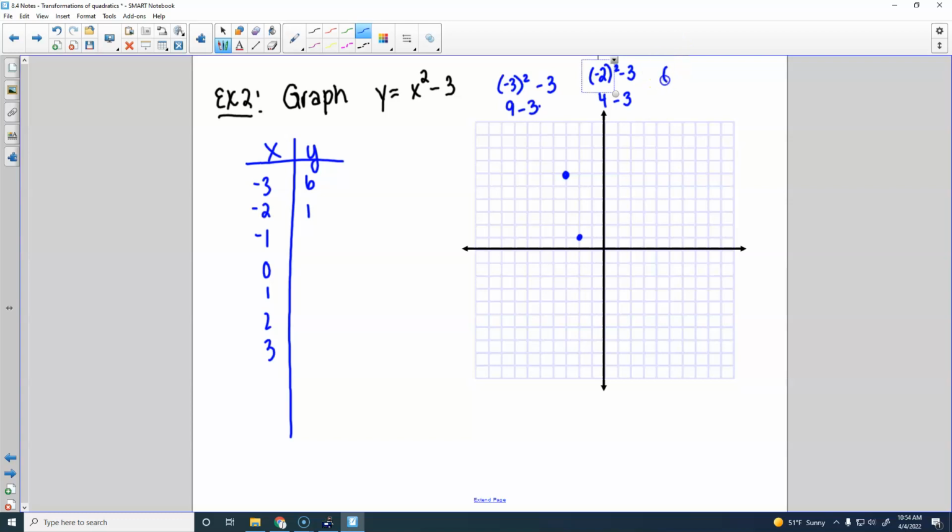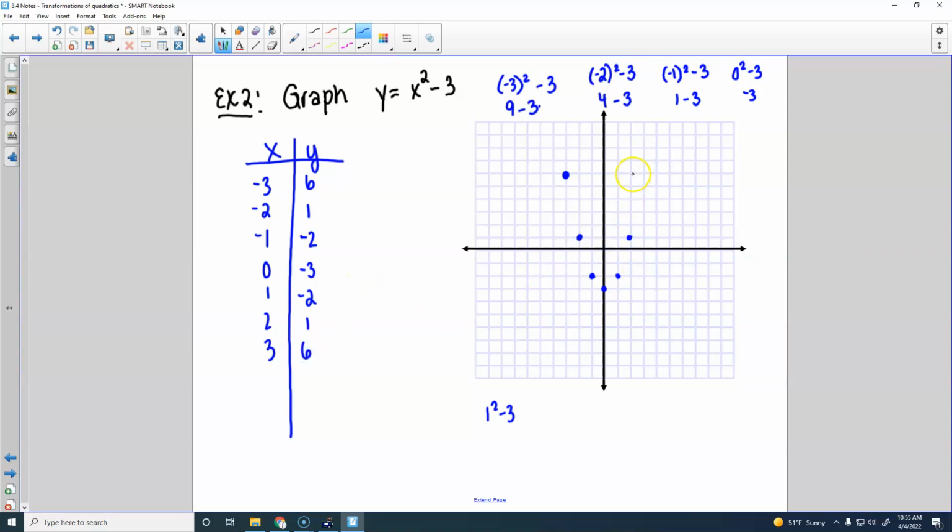Okay. If I plug in -1 squared minus 3, that gives me 1 minus 3. No, -2. So -1, -2 would be here. If I plug in 0, 0 squared minus 3, that's going to give me a -3. If I plug in 1, 1 squared minus 3, that gives me a -2. If I plug in a 2, I will get a 1. And if I plug in 3, I'll get 6.